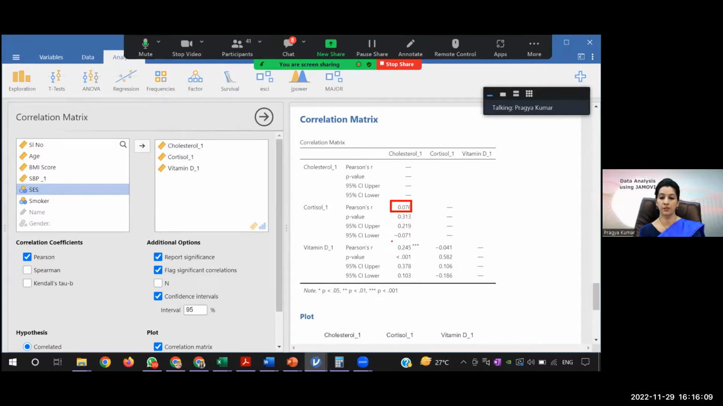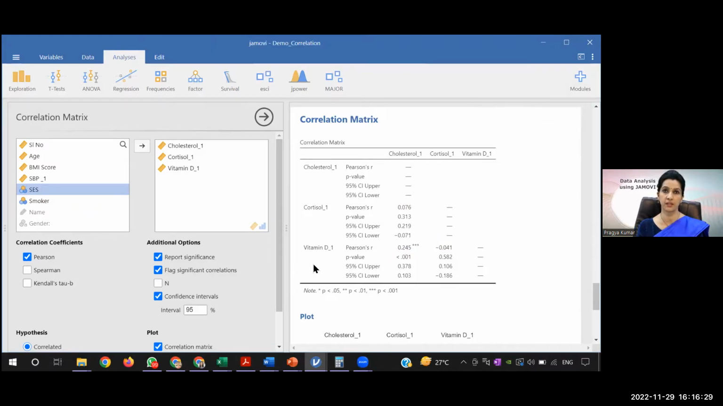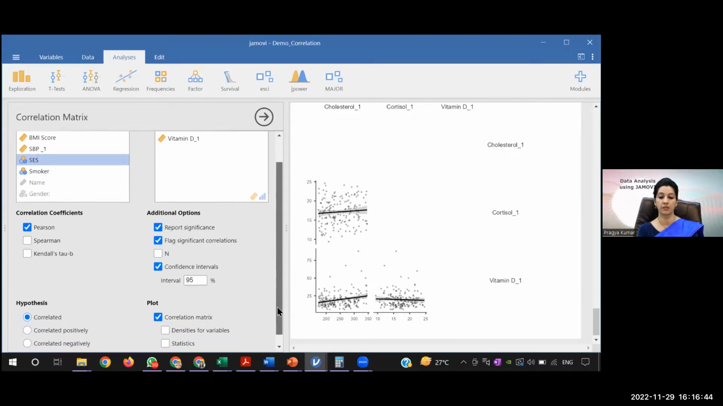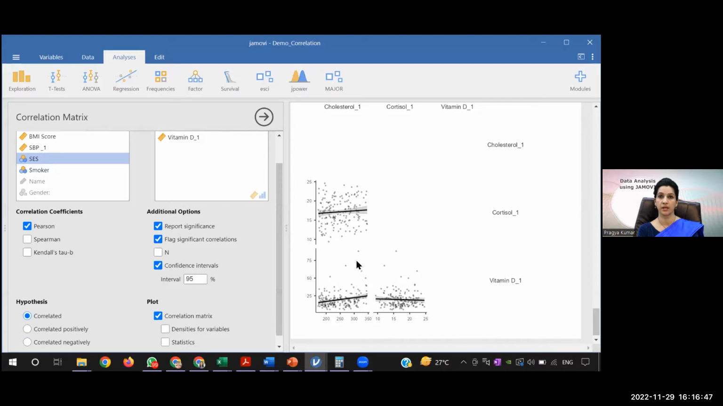Now coming to the correlation coefficient of cholesterol and vitamin D and cortisol and vitamin D. Cortisol and vitamin D is also not significant, but this one is 0.245. You have to focus on the star mark. That's why you have clicked on flag significant correlation. So there's only one correlation which is significant here, that is the correlation between the cholesterol and vitamin D. If you come down, you can see a graph of these two. This is the correlation matrix plot, and you can paste it. So it is significant but mild.